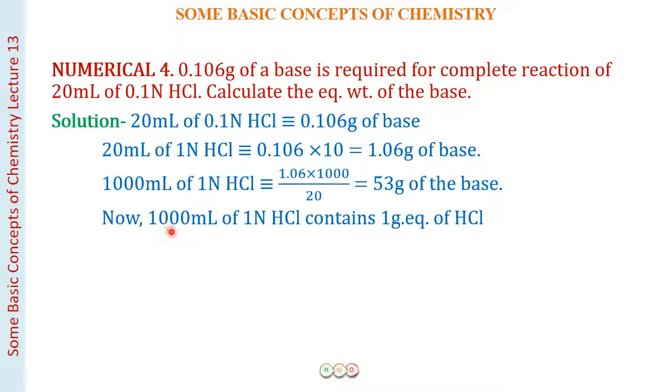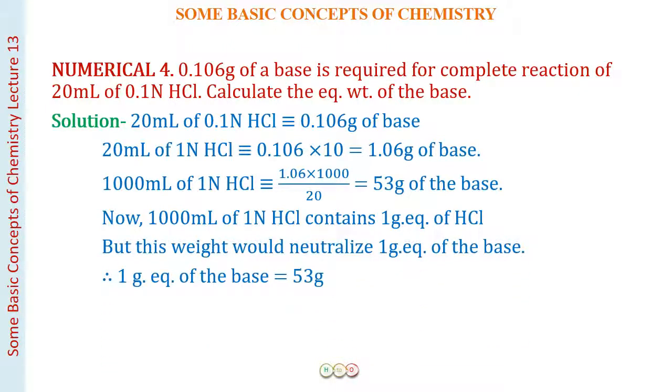Now, what is basically 1000 ml of one normal HCl? This contains 1 gram equivalent of HCl. Why? Do you remember the definition of one normal solution? One normal solution consists of 1 gram equivalent of the solute per liter of the solution, right? So if we have 1 liter volume, it is going to consist of 1 gram equivalent of HCl. And now 1 gram equivalent of HCl is going to be neutralized by how much base? 1 gram equivalent of the base. So we have 1 gram equivalent of the base to be 53 grams, which we have already calculated here. So the equivalent weight of the base is going to be 53.